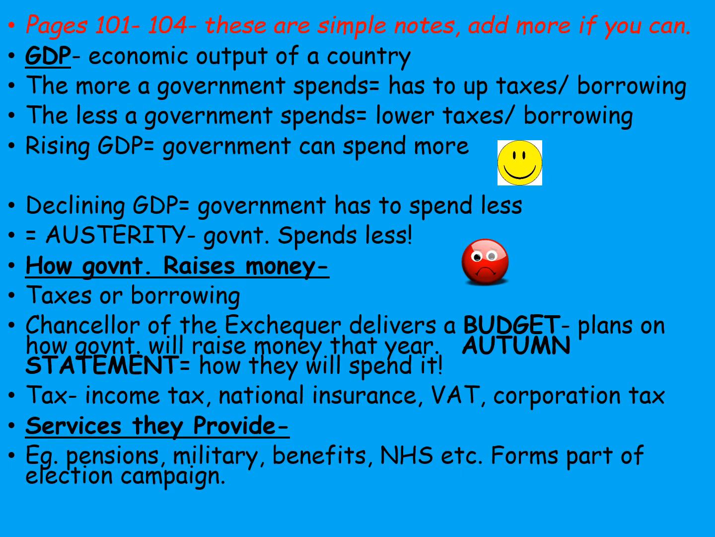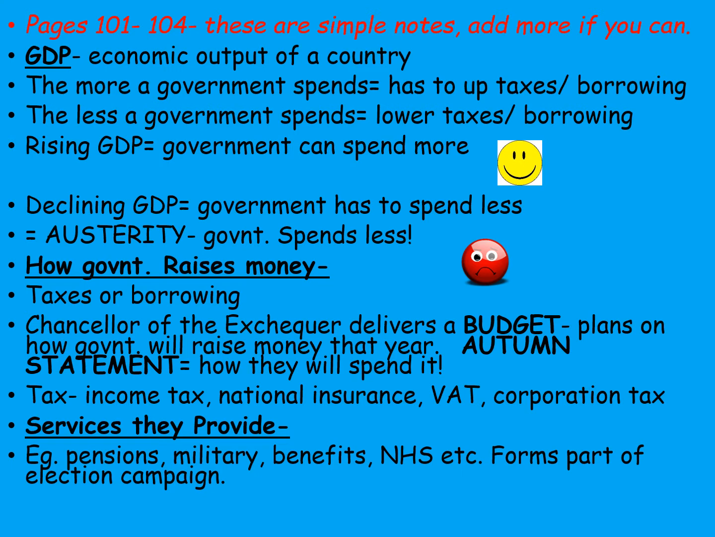It's either taxing the people or borrowing money from other countries. Every single year, the Chancellor of the Exchequer, who is in the Cabinet, it's one of the top positions just below the Prime Minister, they deliver what's called a budget. And that says how the government are going to raise their money that year. So it's an outline of plans for how they're going to raise their money. So they might increase tax on alcohol or cigarettes, or decrease benefits in some area.